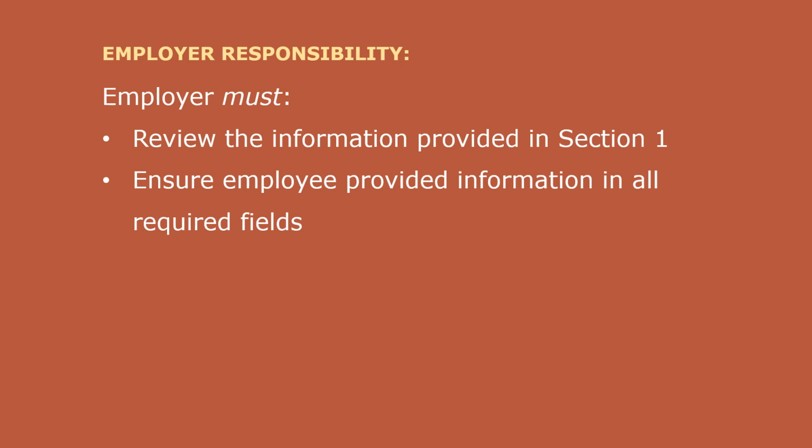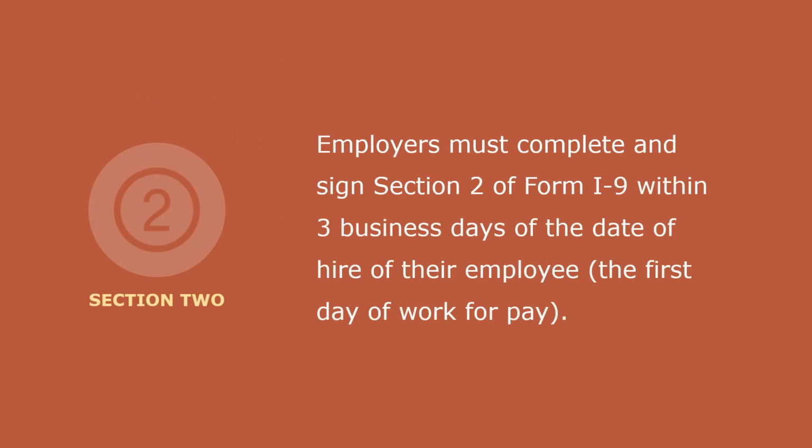The employer must review the information your employee provided in Section 1, and ensure that your employee provided information in all required fields. Employers must complete and sign Section 2 of Form I-9 within 3 business days of the date of hire of their employee. The hire date means the first day of work for pay. For example, if your employee began work for pay on a Monday, you must complete Section 2 by Thursday of that week. If the job lasts less than 3 days, you must complete Section 2 no later than the first day of work for pay.